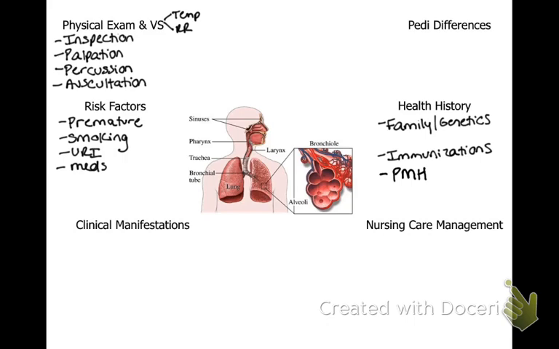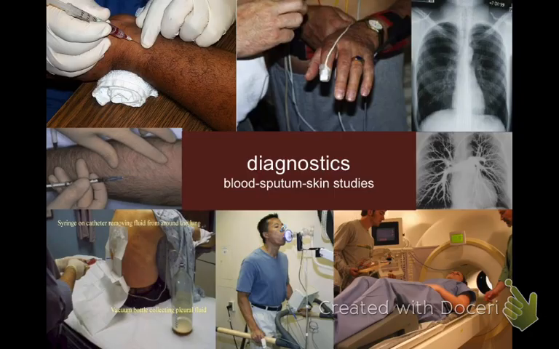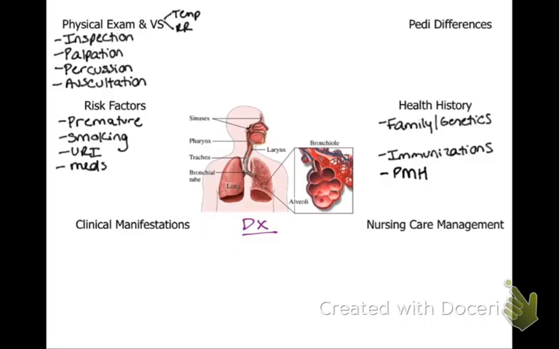But inspection and auscultation. Diagnostics, we have all these different things that we can use to help diagnose, and we'll talk about them as we get to the disease process, but basically CBC, we're looking for white count, to see if there's any kind of infection.